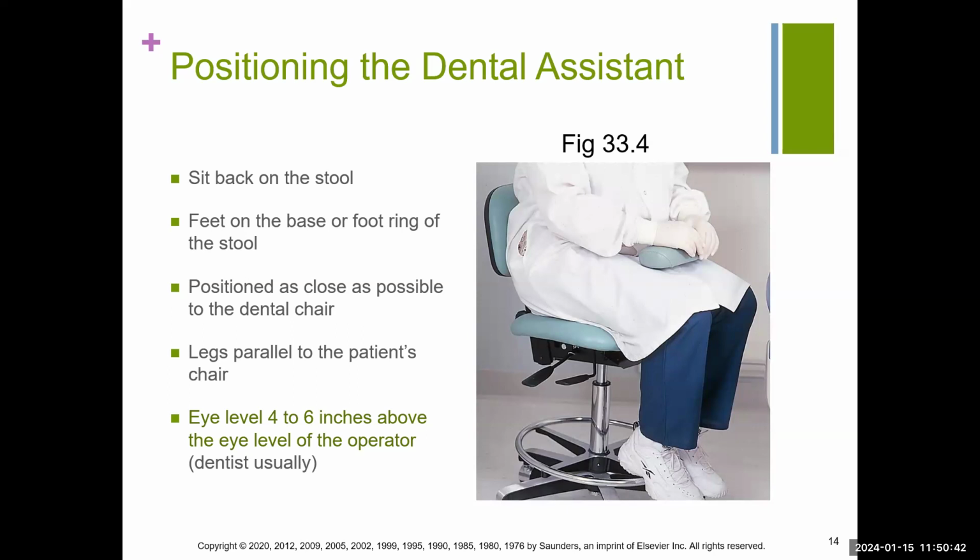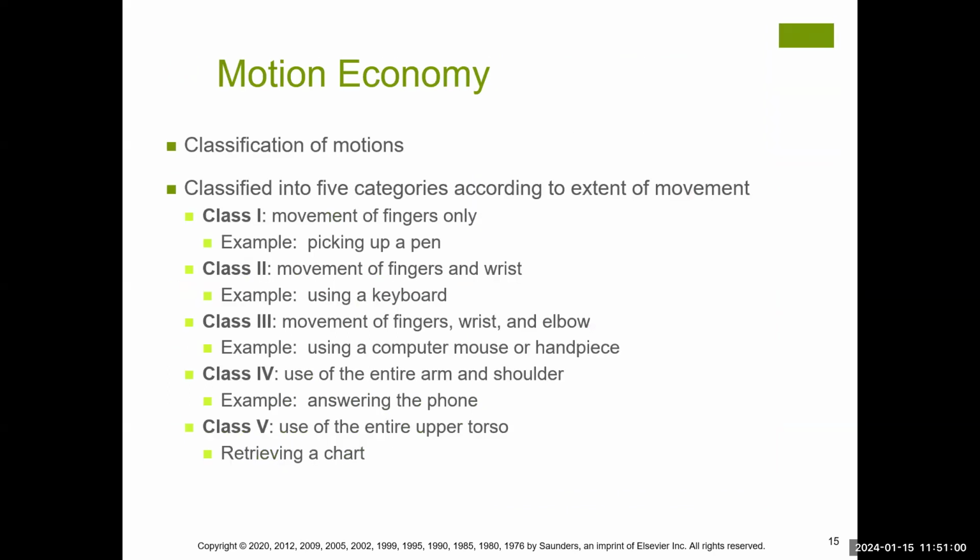And again, the eye level from you to the operator is 4 to 6 inches. Eye level 4 to 6 inches above the eye level of the operator. Okay. So look at the dentist and see their eye level, and then you should be half a ruler above that. Overall, the dental assistant should be above everything.